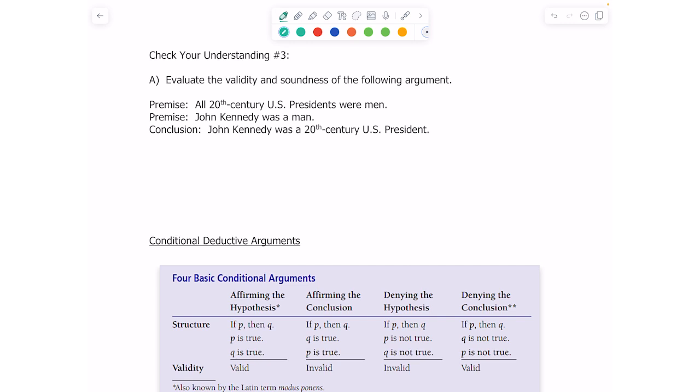So again, same thing. We're evaluating the validity and the soundness of the argument. So the first premise says that all 20th century US presidents were men. And the second premise says John Kennedy was a man. So what conclusion can you draw from that? That John Kennedy was a 20th century US president. Okay, so let's draw a picture first.